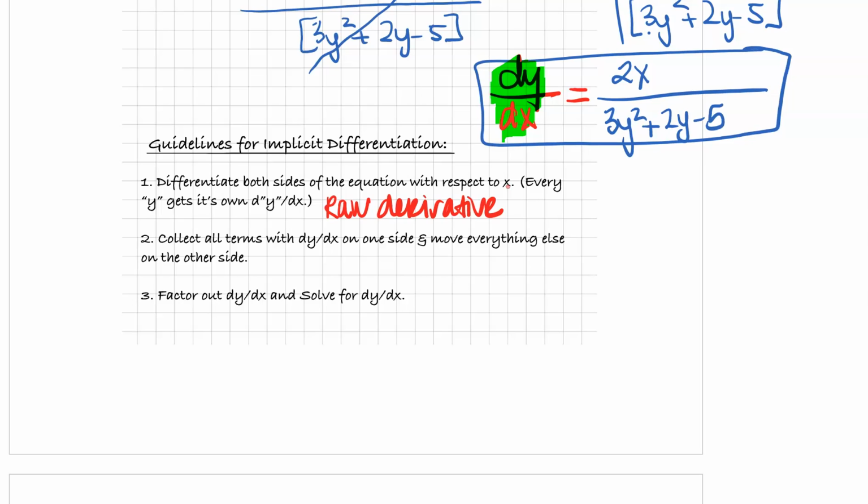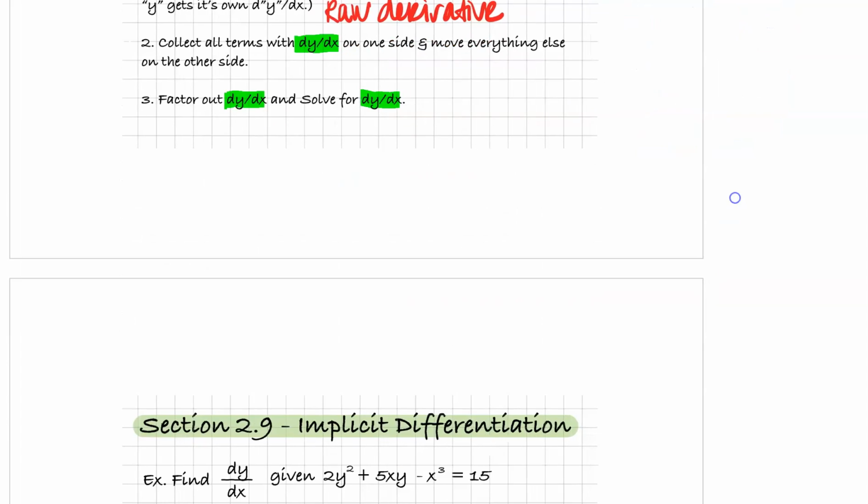So part 2 says collect all the terms with dy/dx on one side and move everything else to the other side. And it doesn't matter which side you're trying to isolate that dy/dx, do the one that's most convenient. And step 3, factor out your dy/dx and solve for dy/dx. And so you can see that in our steps above. So now that we walked in the shallow end with some y's, and then we worked with this large one, we've got our guidelines. Now let's just start going through some examples, applying these 3 steps as we go.